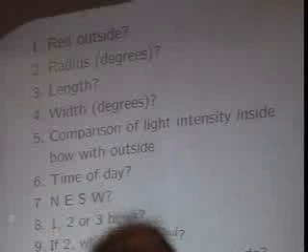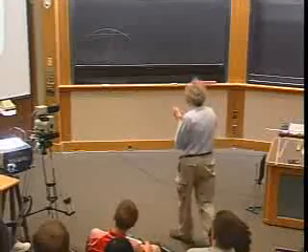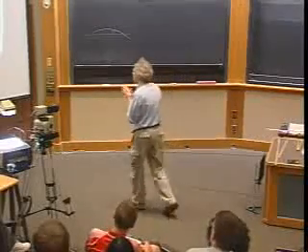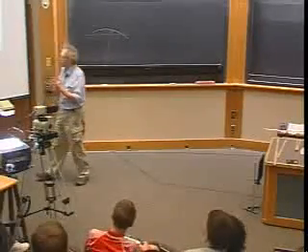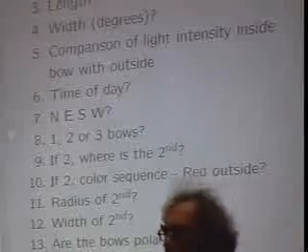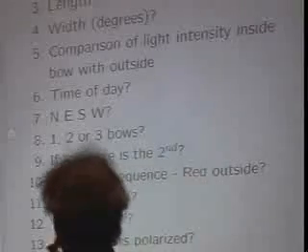What time of the day do you expect a rainbow? Do you expect to see them north, east, south, or west? Are there more than one bow? And yes, I already answered that for you. There really is a secondary bow. And then the question is, what is the color sequence of that second bow? And where do you have to look for it? What is its radius? And what is its width?